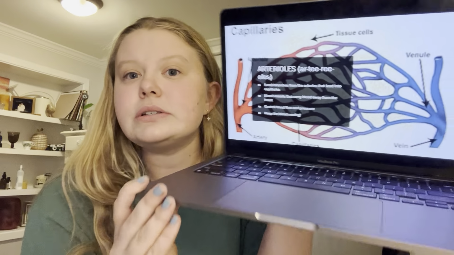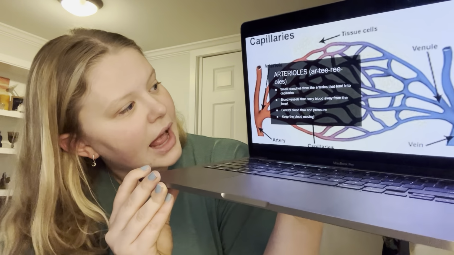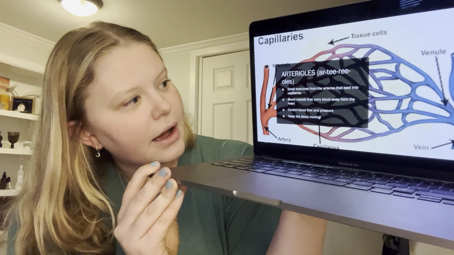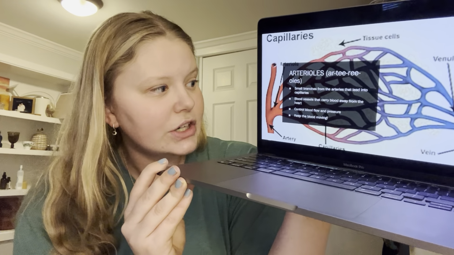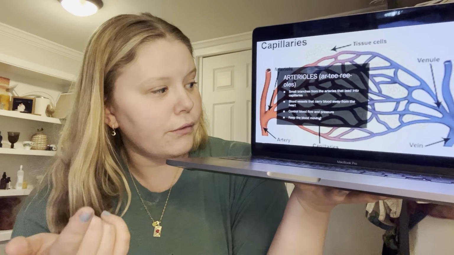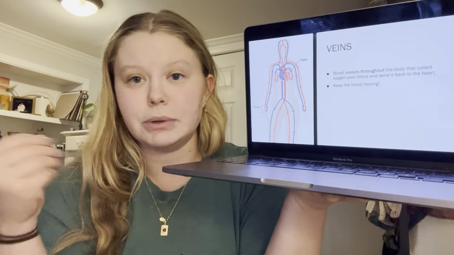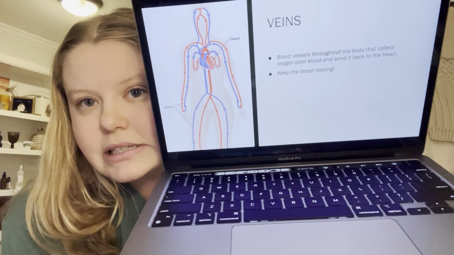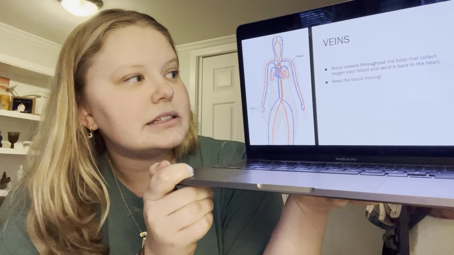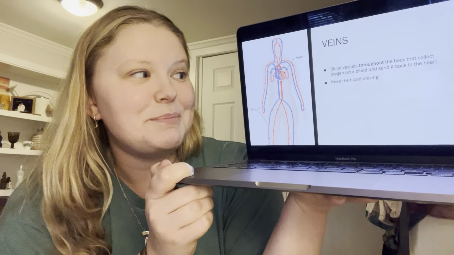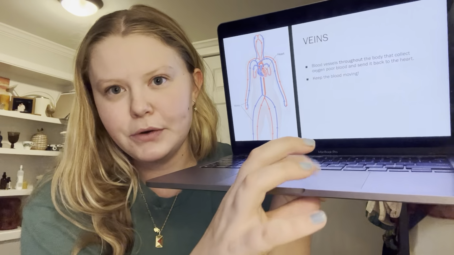This is a little slide showing what capillaries look like. They're small branches that come from the arteries. They're blood vessels that carry blood away from the heart. They control the blood flow and the pressure, and it keeps the blood moving. Here is a depiction of veins, blood vessels throughout the body that collect oxygen-poor blood and send it back to the heart. It also keeps blood moving.